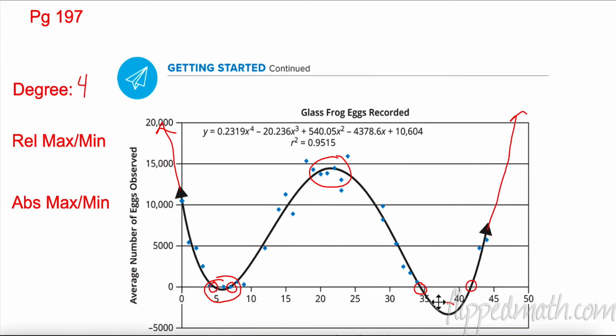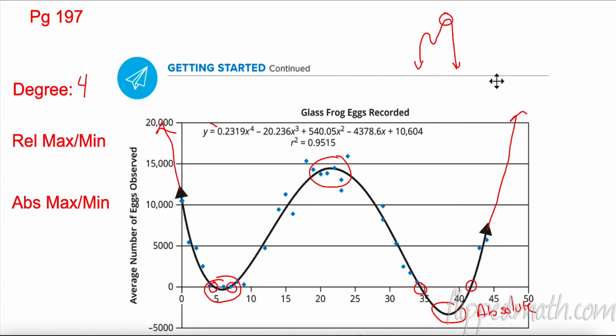But over here, this is new. This is called an absolute minimum. All right, an absolute minimum because it is the lowest point on the graph. Now, we could have an absolute maximum, right? If our leading coefficient here was negative and the graph opened down, then we would have an absolute maximum.